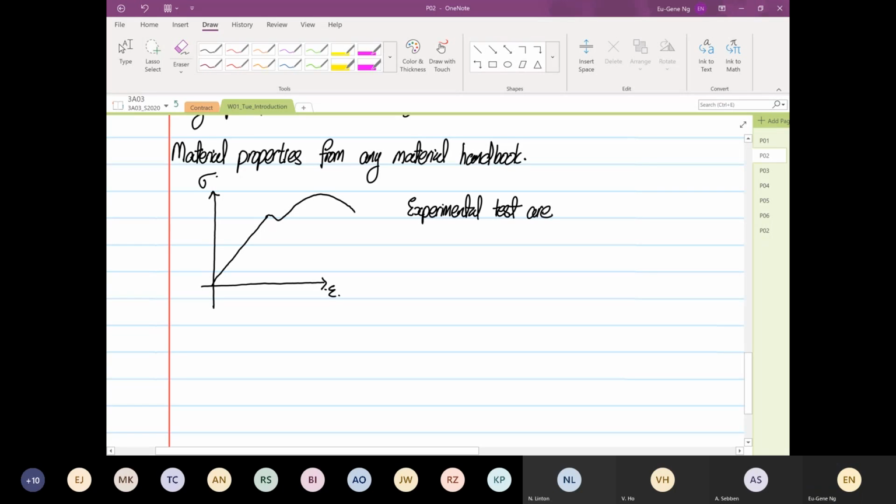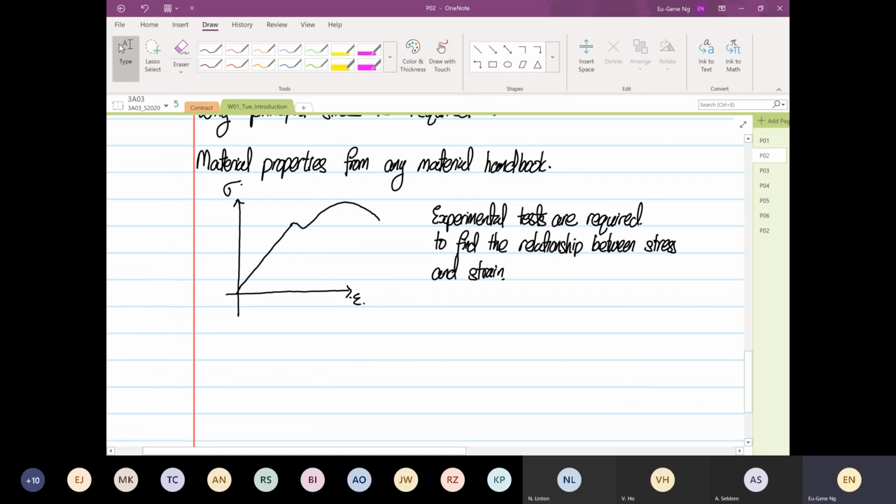Experimental tests are required to find the relationship between stress and strain, like what you see over here. This chart, all of you should be very familiar with. If not, I can do a very quick recap. So if I draw a line here, over here, this is our elastic region. On the right hand side is our plastic region.